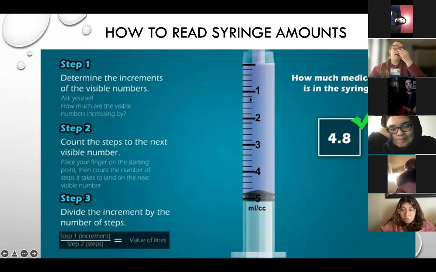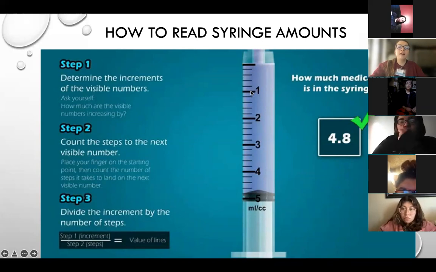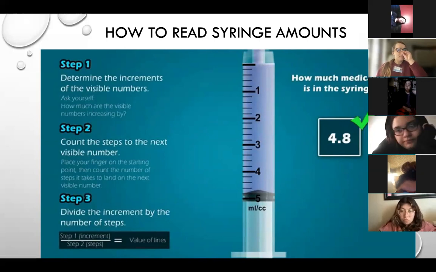So every single one of these tick marks is 0.2. Now, if I didn't do that, I might count it as if it's going up by 1, and that would be incorrect. So before you even draw up any suspension, any fluids in your syringe, I recommend look at the syringe, count how many tick marks there are up to the 1, divide the number that you counted by 1 cc. It will tell you how much the measurement is per each tick mark. It's going to make it a lot simpler because it's not the same for every syringe.